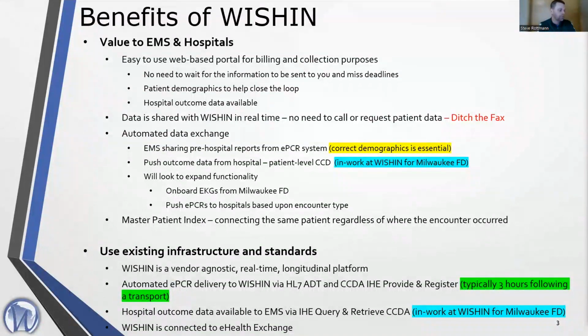And I would just say, finally, unless there's other questions, we have a master patient index that connects all these patients together. So just hammering again that while this is working pretty well, the demographics have to be accurate so that we can confidently manage that relationship and tie EPCRs and outcome data together so that we can seamlessly move this data. Thanks, Steve.